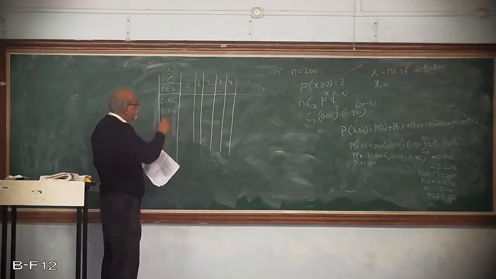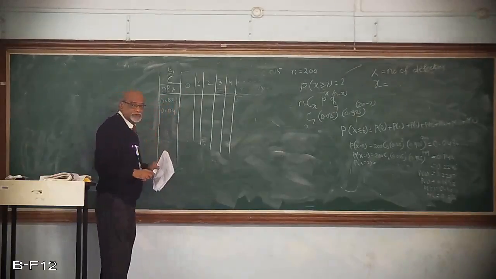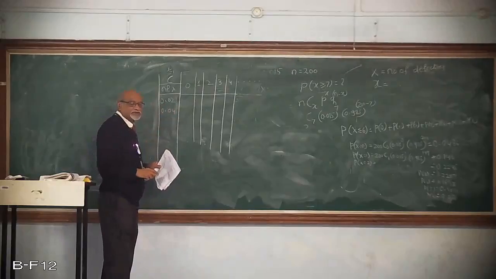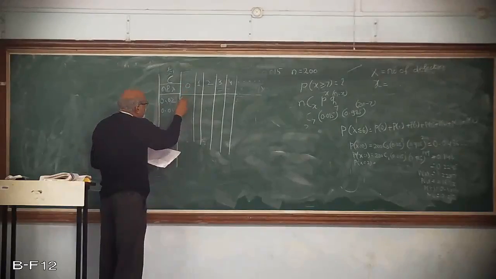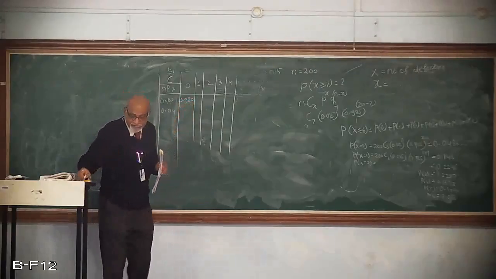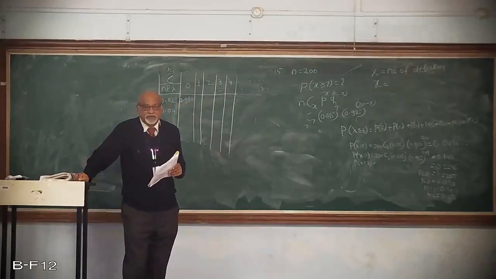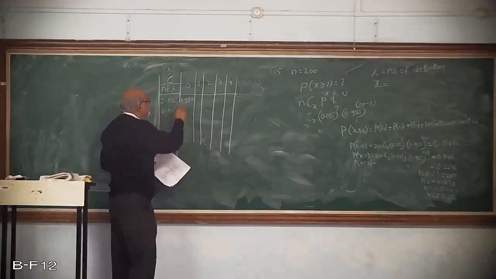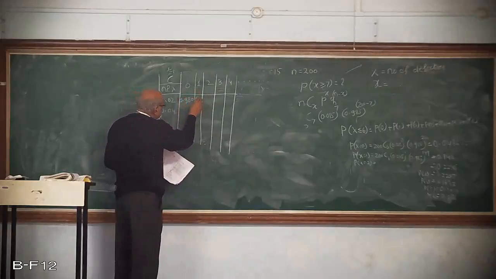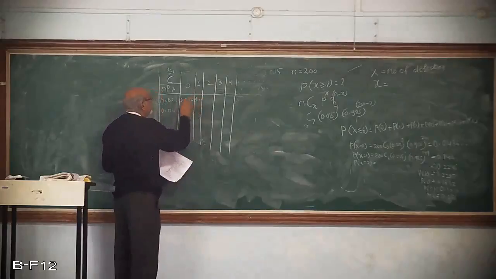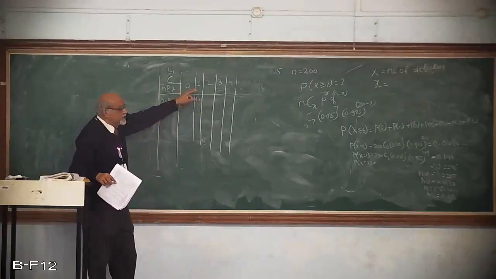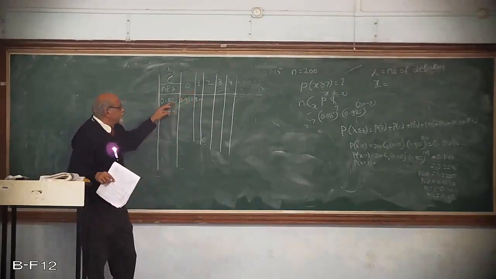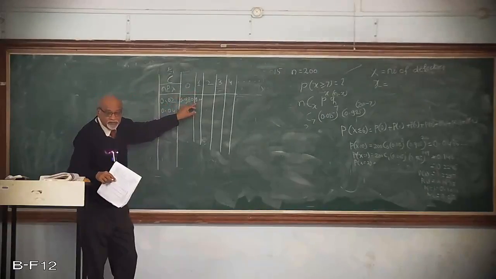When the average number of defectives, that is NP, is 0.02, we are interested in finding the probability. Don't be under the impression that the probability that it contains exactly one defective, when the average number of defectives is 0.02, is 1. Don't be under that impression.